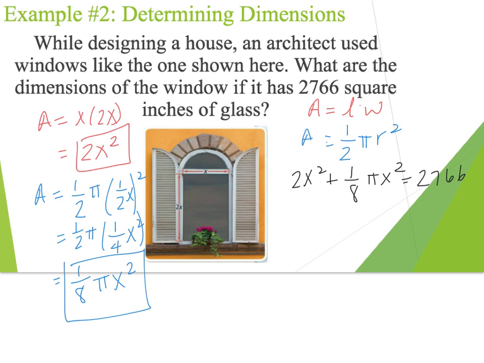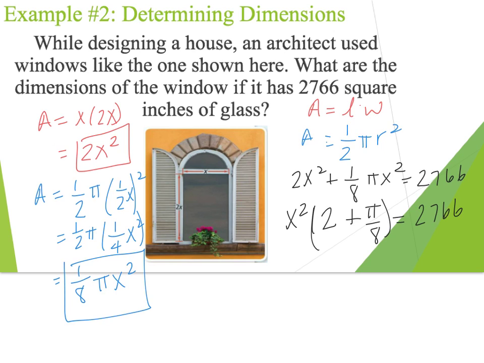Okay? And then from here, we have a few things going on. We're going to need to factor out our greatest common factor from the left side. If you notice on the left-hand side, they both share an x squared in common. So we're going to factor out x squared, and we're left with 2 for the first one. And then for the second one, it would be pi over 8, or 1/8 pi, it's the same thing, equal to 2,766.